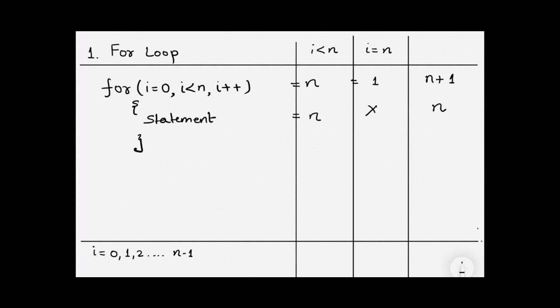Therefore, the total time that a for loop runs is n plus 1 plus n, which is equal to 2n plus 1. And as the highest power of this expression is n, therefore the time complexity of a for loop is order of n. Generally, we ignore the constants in an expression and take the highest degree of an expression to calculate the time complexity.